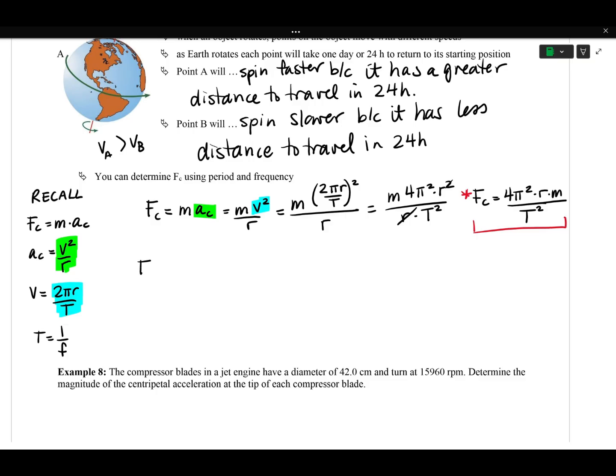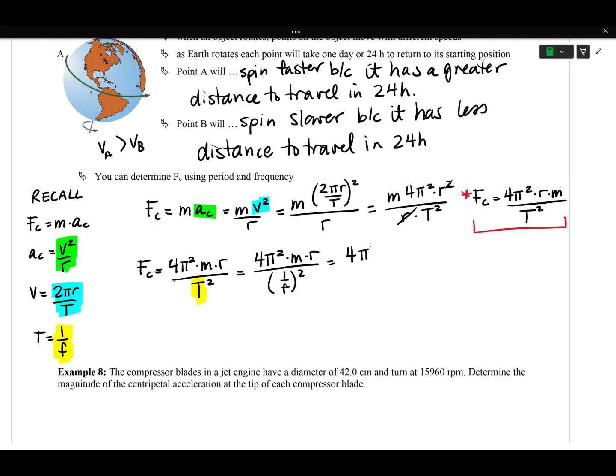Okay, now if I want to take this derived equation, I can then add frequency to the equation. So I'm going to start over here with Fc is equal to 4 pi squared times m times r all over t squared. And then you're going to remember here, what is t equal to? 1 over f. So now I can plug in 1 over f for t. So now this is going to become 4 pi squared times m times r, all divided by 1 over f squared.